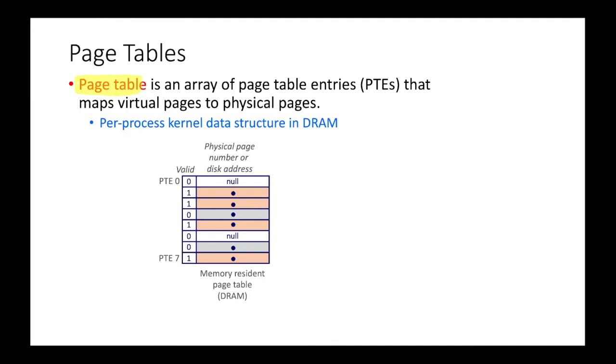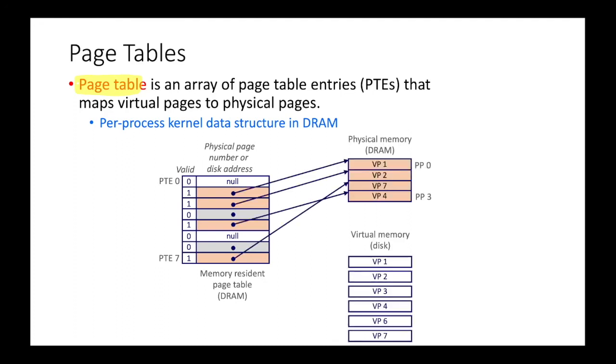In the diagram, the virtual page number 1 is mapped to the physical page number 0, and virtual page number 2 is mapped to physical page number 1. The virtual page number 4 is mapped to physical page number 3, and virtual page 7 is mapped to physical page number 2. Each process has its own page table, and page tables are stored in DRAM.